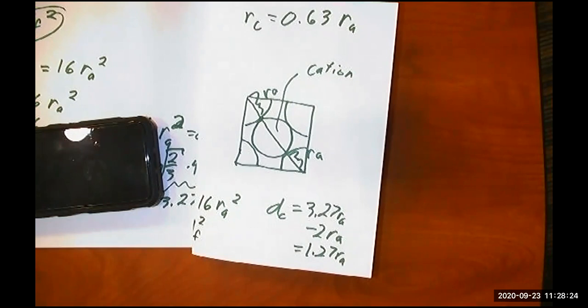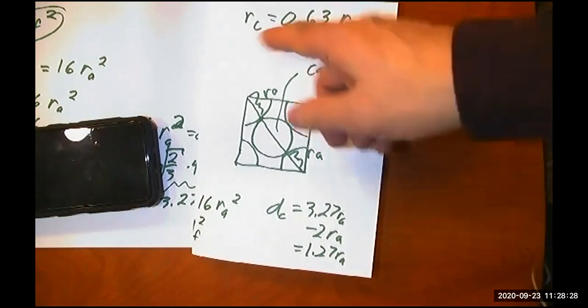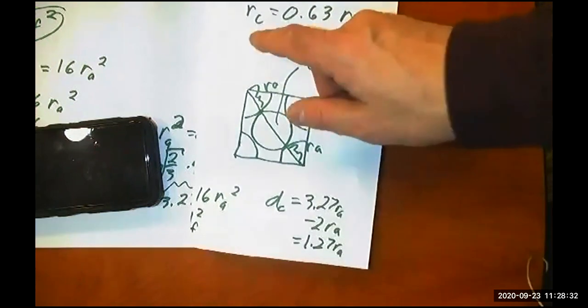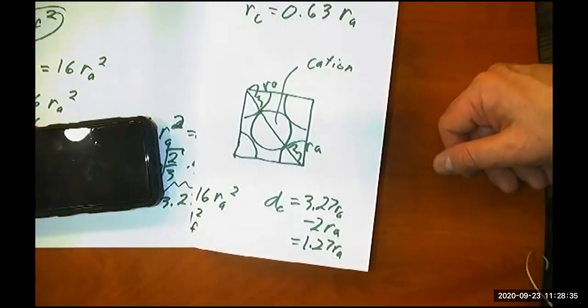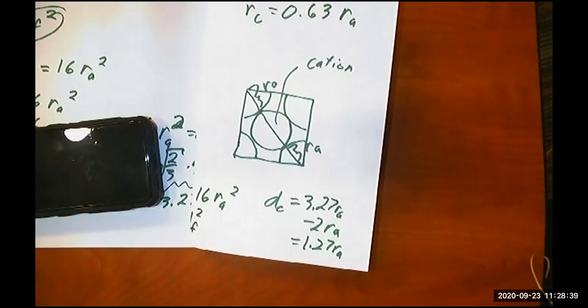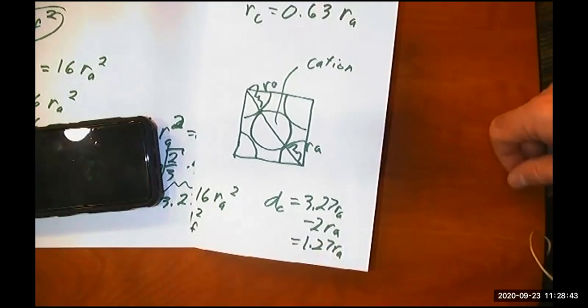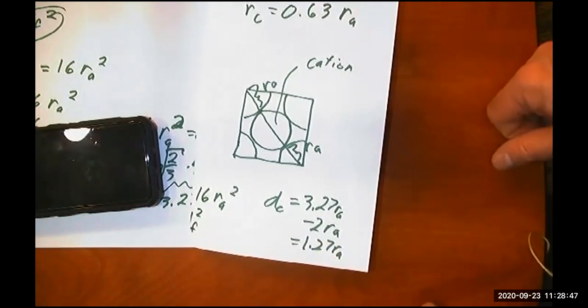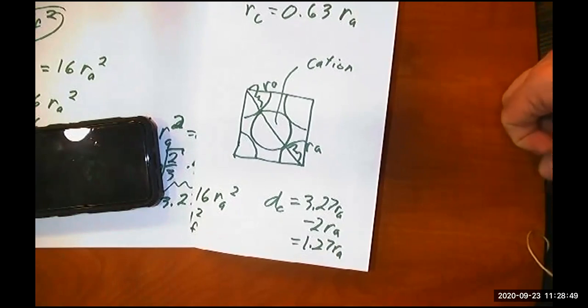Does that make some sense? So what you could then do, if you're given an anion, is look at the radii of cations and figure out, okay, which of them are larger than this cutoff. Those can go into this structure. Which of them are not larger, they won't be in this structure. Does that make some sense? Okay.